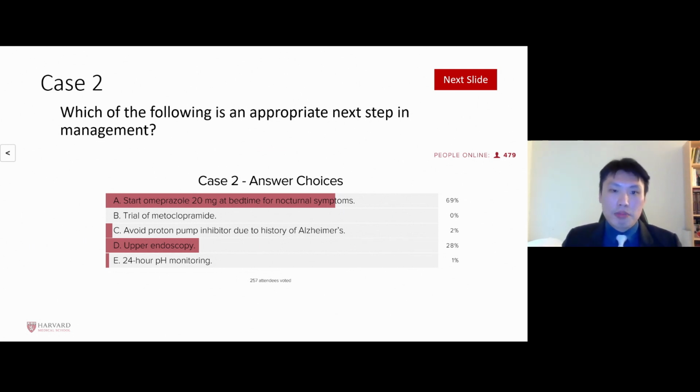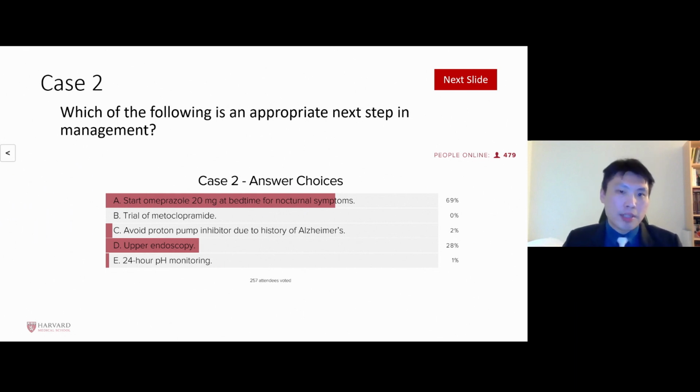Starting omeprazole is reasonable. You don't have to avoid it, even though he has a history of Alzheimer's. We talk about the data regarding dementia. Although, remember, we want to start PPI and have patients take them 15 to 30 minutes before meals. So if you think about nocturnal symptoms, an H2 blocker at bedtime would be a better option. And omeprazole, in fact, wouldn't work terribly well because the patient wouldn't be eating after.